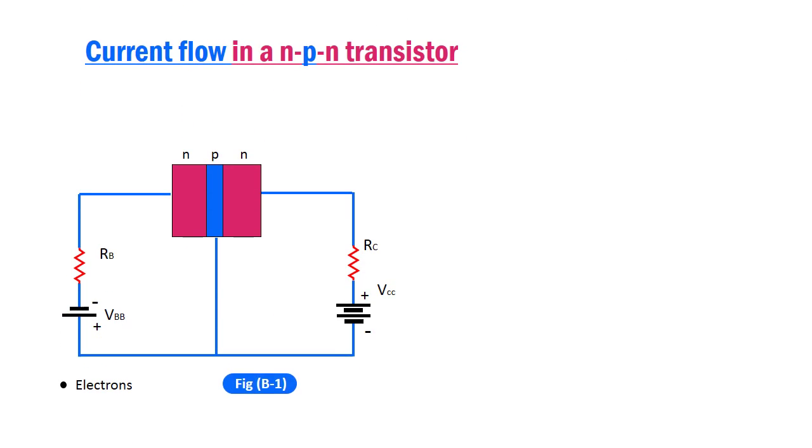Figure B1 shows an NPN transistor at the instant when biasing voltage is applied. Electrons in the emitter, shown by black dots, have not yet entered the base region. After application of the biasing voltage, emitter-base junction is forward biased, so emitter injects a large number of electrons in base region. It is shown in figure B2.